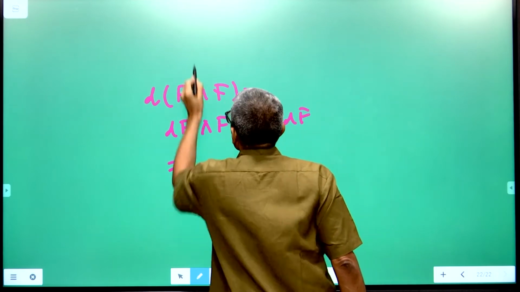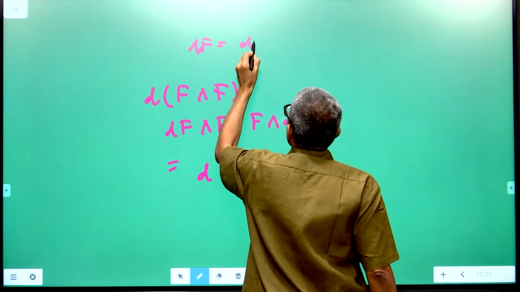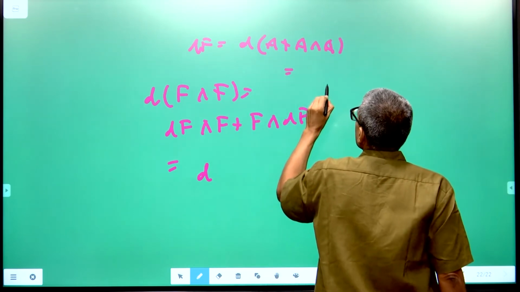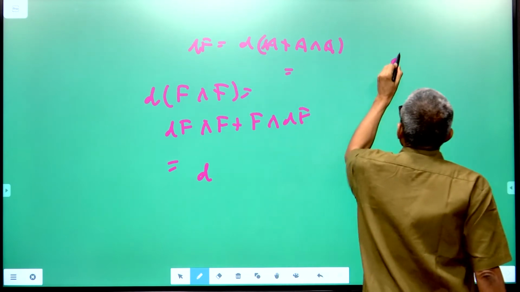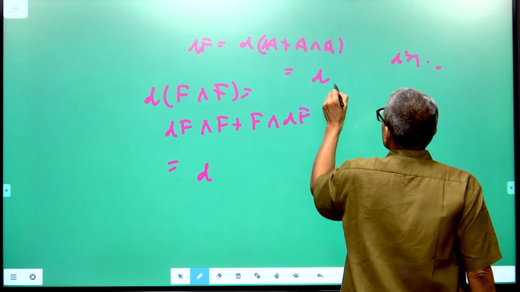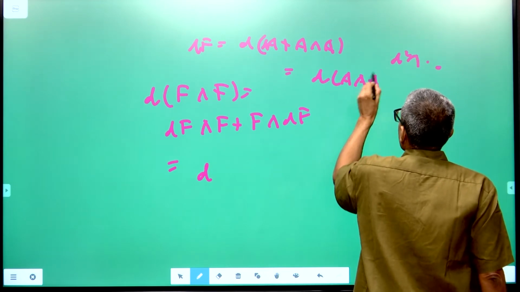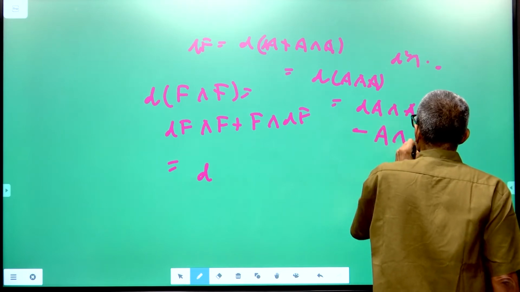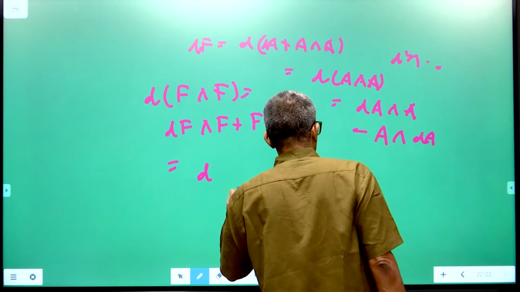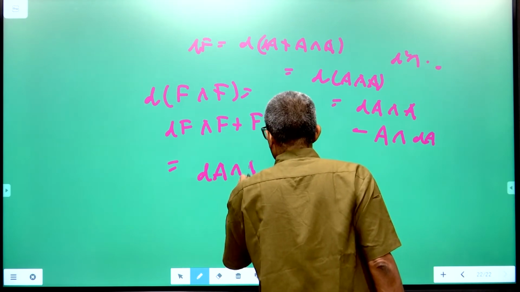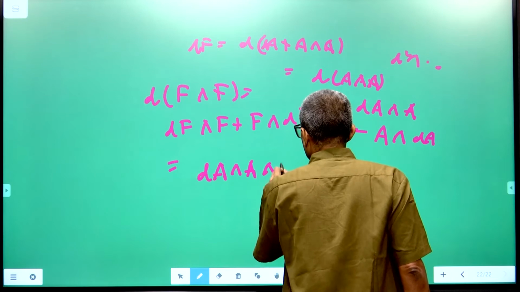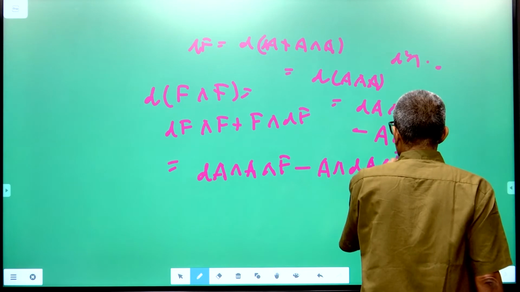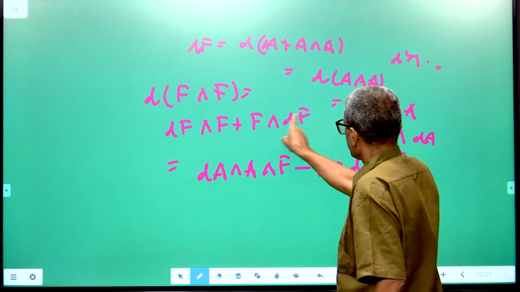which is equal to, use the fact that dF is d of A plus A wedge A. So this is nothing but dA, and d squared A is 0, so this is nothing but d of A wedge A. A is a 1 form, so this is nothing but dA wedge A minus A wedge dA. So this can be written as dA wedge A wedge F minus A wedge dA wedge F plus another similar term like this, with dF coming to this side.